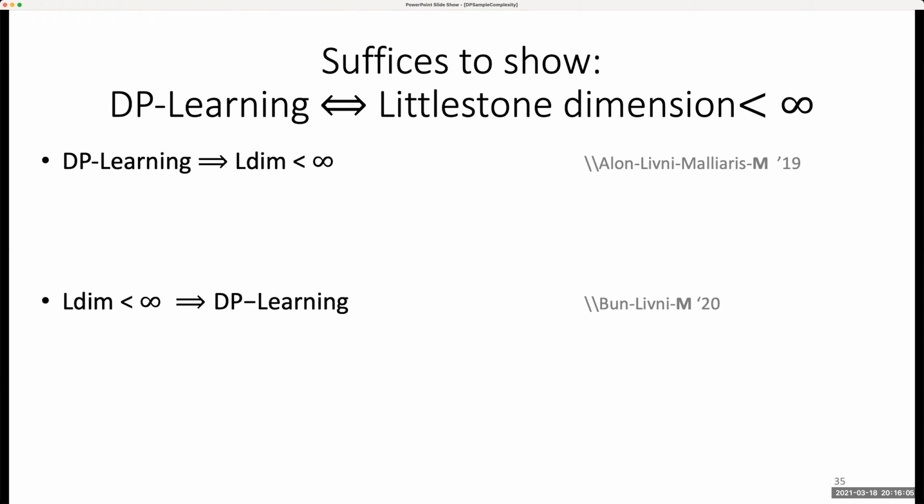Okay, are there any questions about these definitions? The next thing will be to briefly discuss each of these directions.